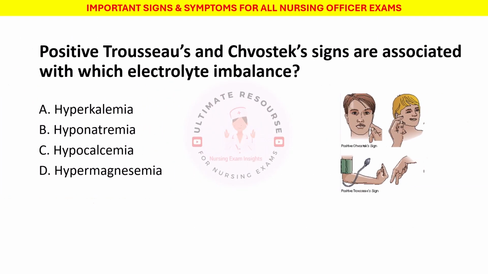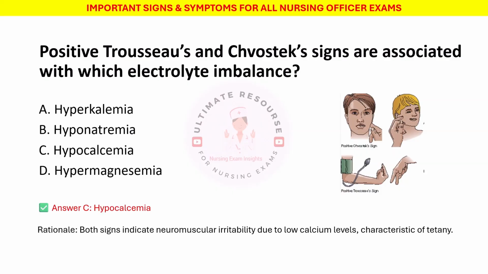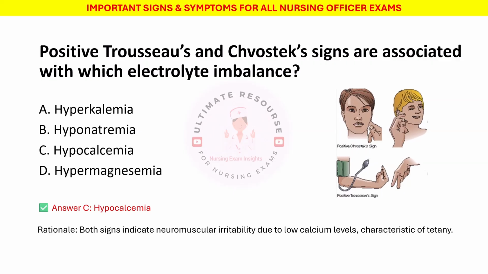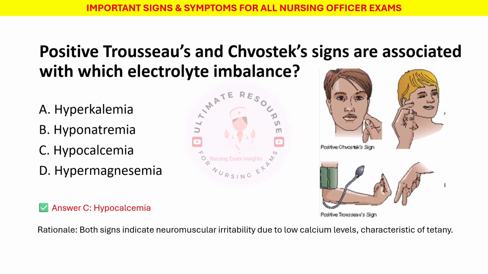Positive Trousseau and Chvostek signs are associated with which electrolyte imbalance? Options are A. Hyperkalemia, B. Hyponatremia, C. Hypocalcemia, D. Hypermagnesemia. The answer is C. Hypocalcemia. Both signs are indicative of neuromuscular irritability due to low calcium levels, characteristic of tetany.